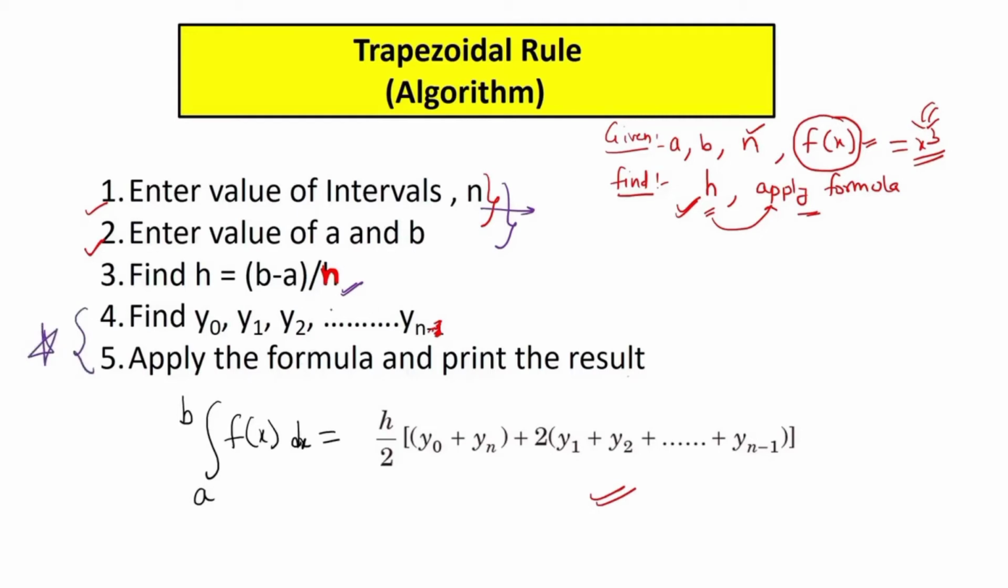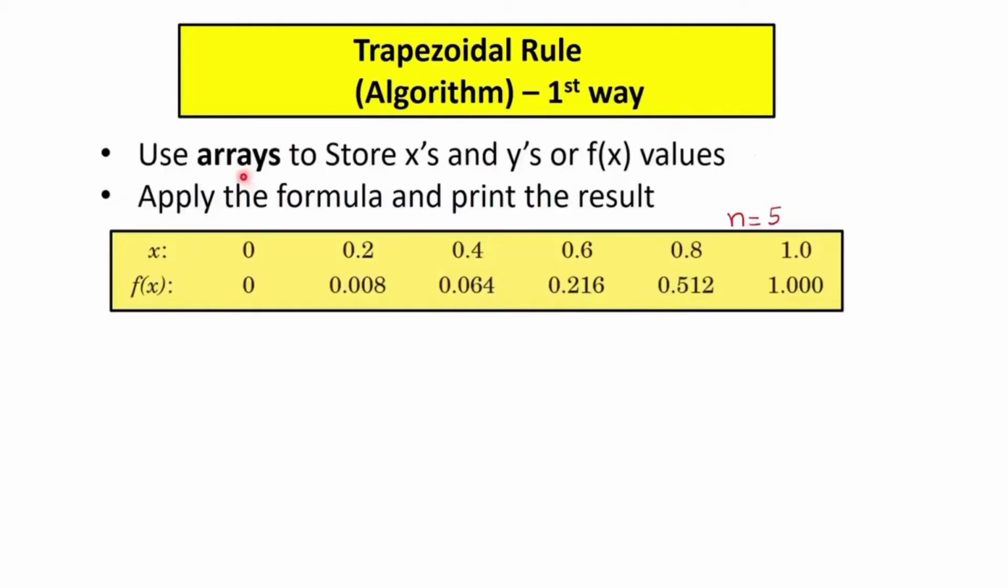You know that to find the values of y0 to yn, you first need the values of x0 to xn, so that you can put all these values into your given function and then find y0 to yn. So there are actually two ways to apply this trapezoidal rule. Let's see what those ways are. This is our first method.